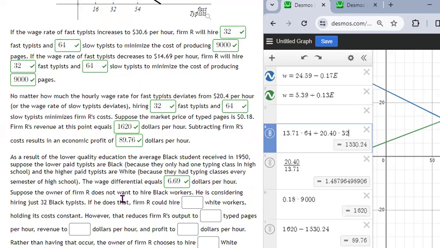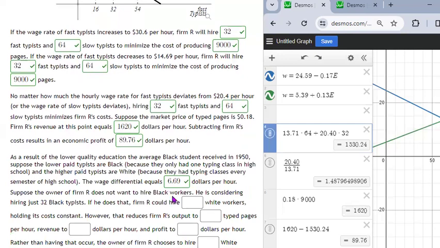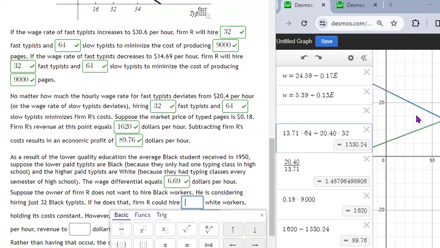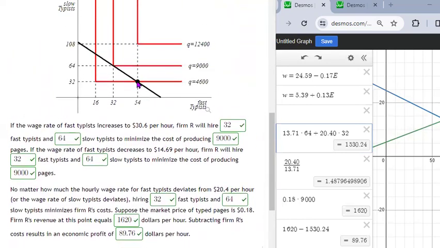So if this owner of firm R does not want to hire black workers and only hires 32 black typists, and we want to hold his cost constant, that would put the firm down here, right? At this point, 54 white workers and 32 black workers. So we'd be at this point here, right? Because we're holding cost constant. And this is called the iso-cost line. Iso meaning the same, right? So we're going to end up at this point here, 32 black workers and 54 white workers.